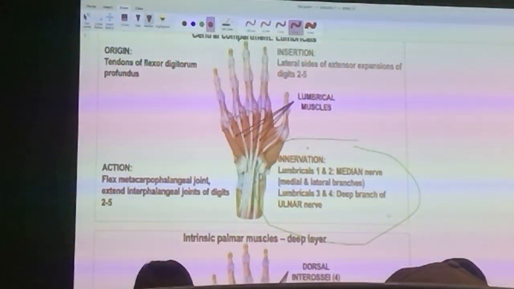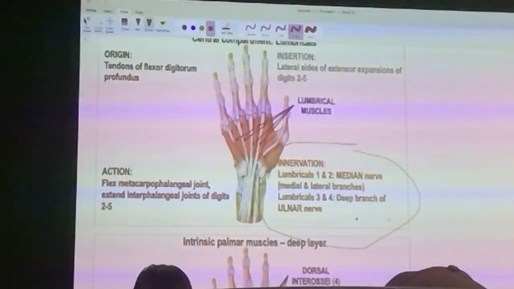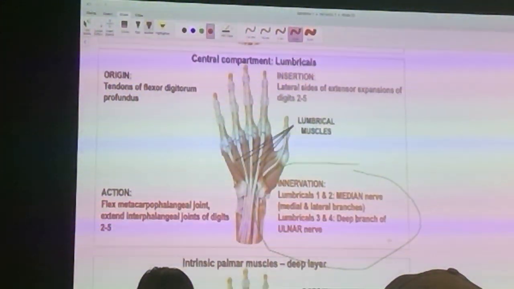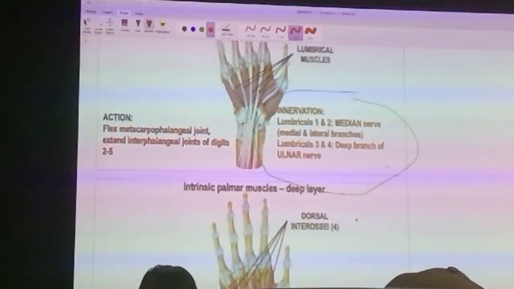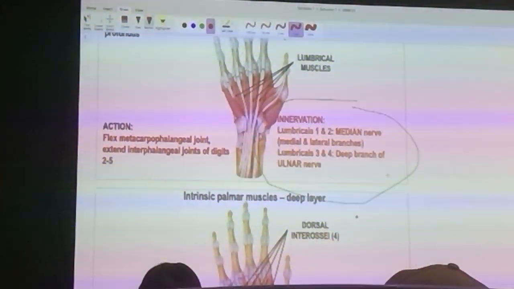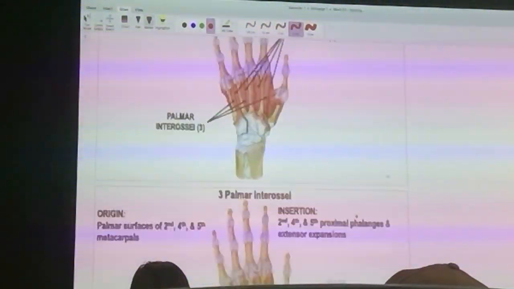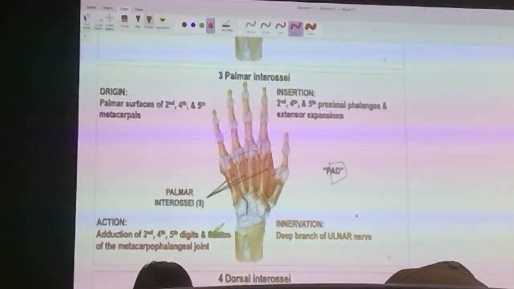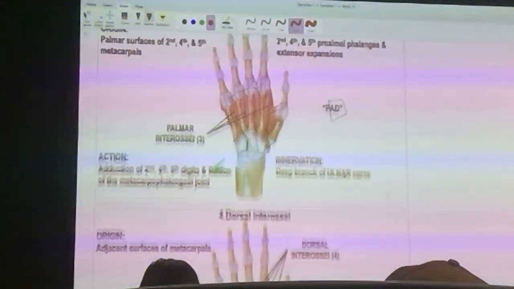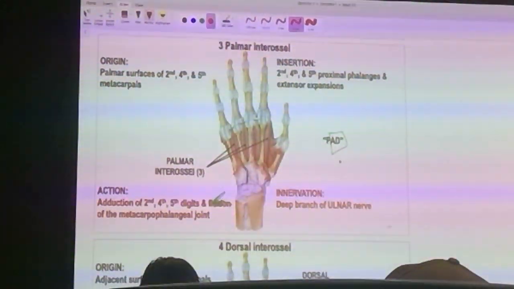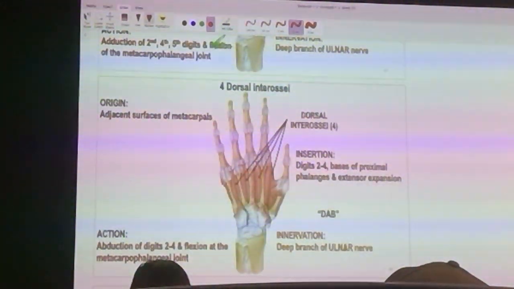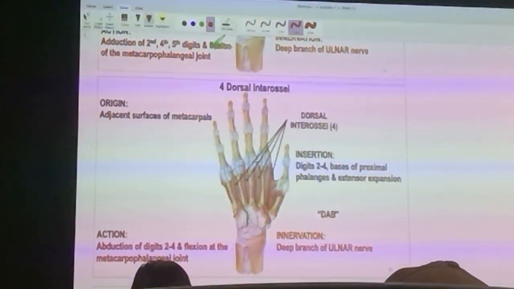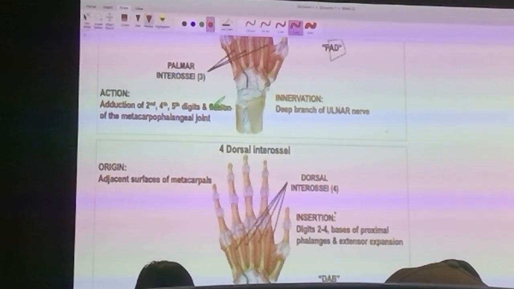They like this one too because it's the weird one. Number 1 and 2, median nerve. 3 and 4, ulnar nerve. And these are your lumbrical muscles. Okay, and just know PADs and DABs. So palmar adduction, PAD; dorsal abduction, DAB. And they're both innervated by ulnar.